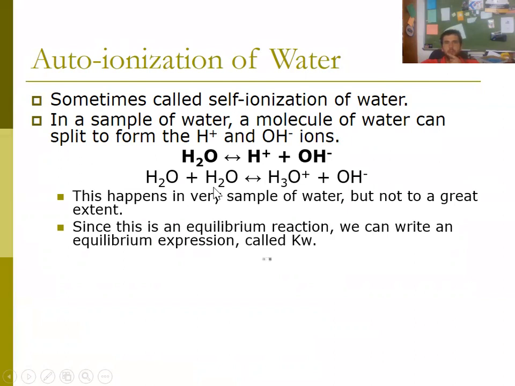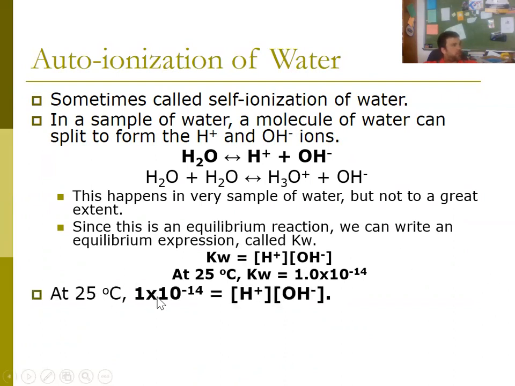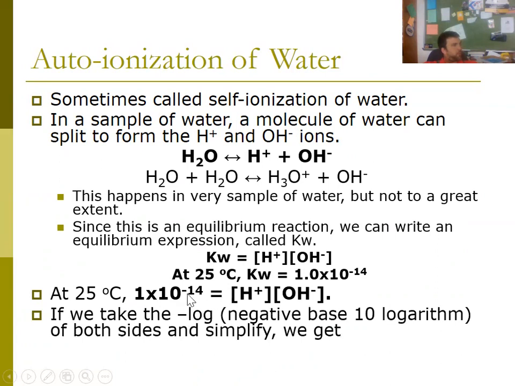Notice the double arrows. So we can write an equilibrium expression. We would not include H2O because that's a liquid. We do not include liquids in our equilibrium equation. So Kw, the equilibrium constant of water, that's what Kw stands for, is H+ times OH minus. We know that at 25 degrees Celsius, Kw of water is 1.0 times 10 to the negative 14.